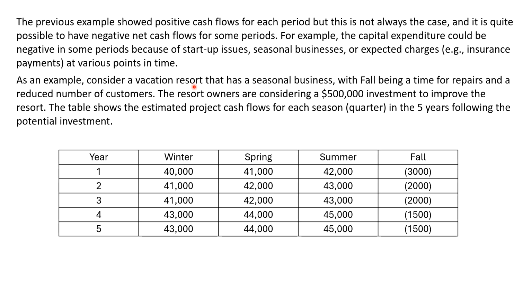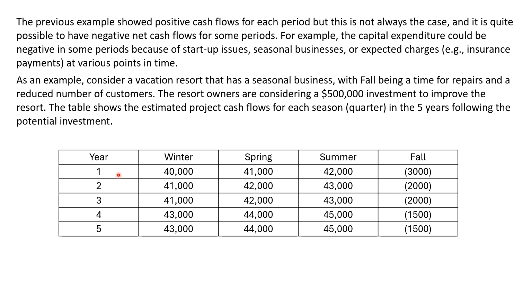As an example, consider a vacation resort that has a seasonal business, with fall being a time for repairs and a reduced number of customers. The resort owners are considering a $500,000 investment to improve the resort. The table shows the estimated project cash flows for each season, each quarter, over a period of 5 years.